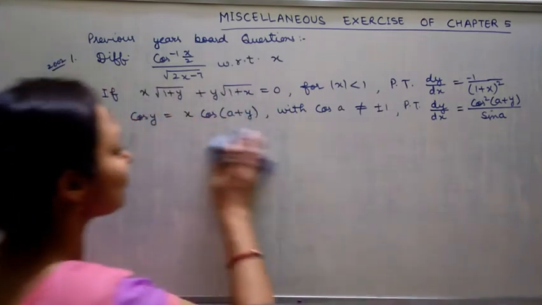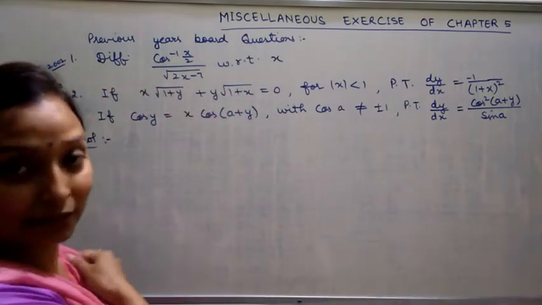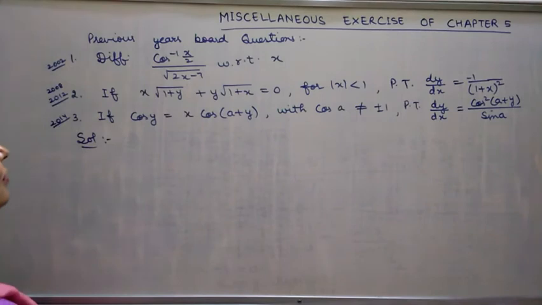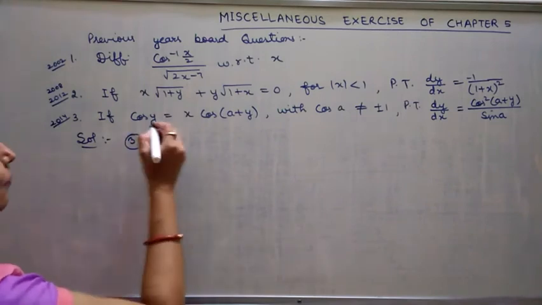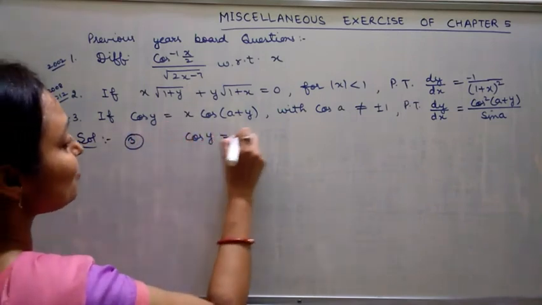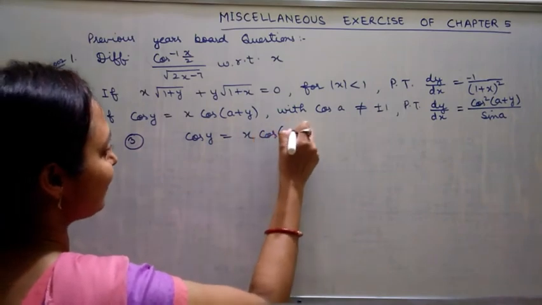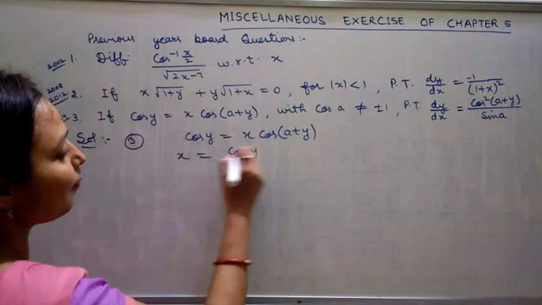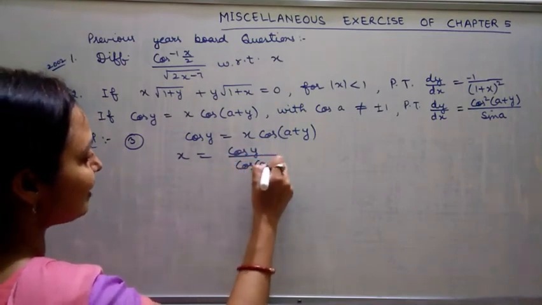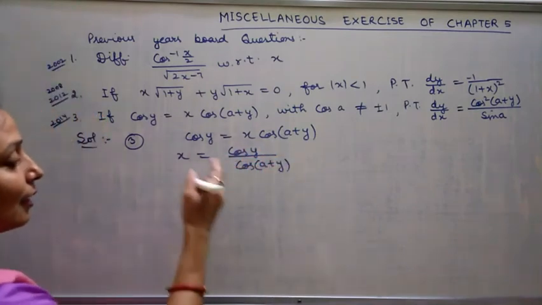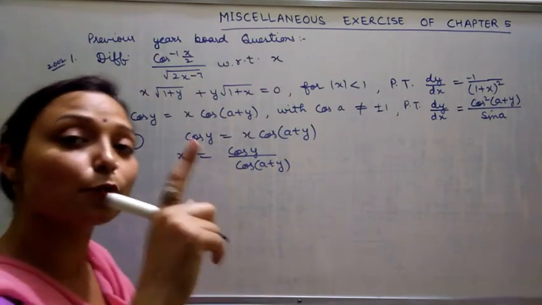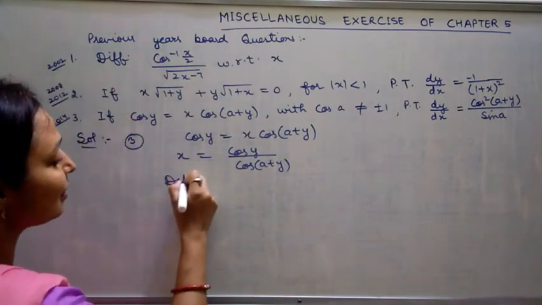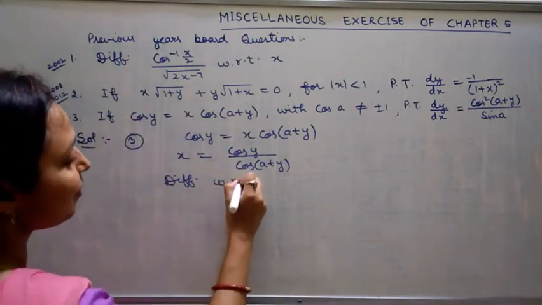Okay, so try to simplify the equation, then find out. Now come to the third, how you can find the value. cos y is equal to x cos(a + y). I will take the value of x, that is cos y upon cos(a + y). Now take the differentiation with respect to y.